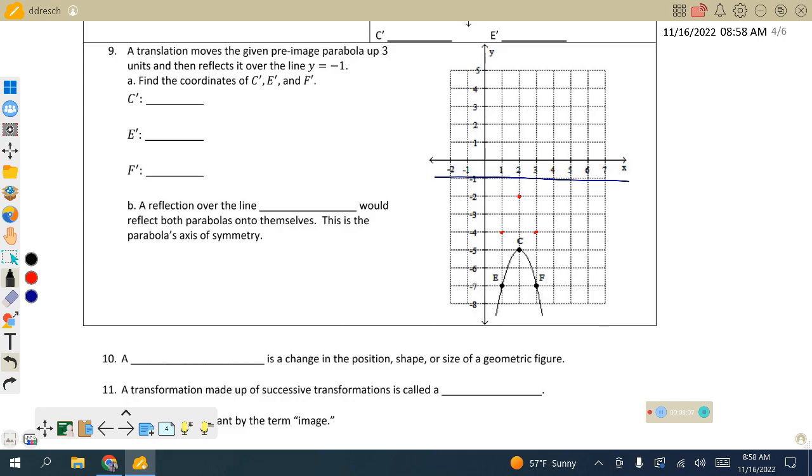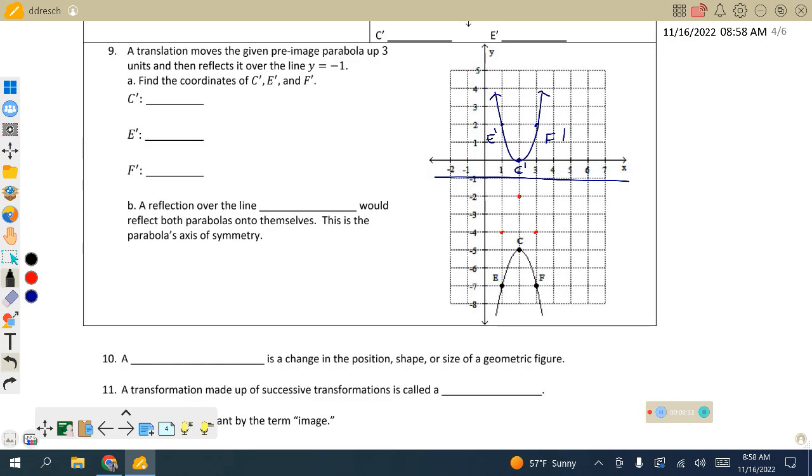So we've got C moved up to right here. This is 1 unit away, so 1 unit away. And then 1, 2, 3, 1, 2, 3. That's F prime, and then E prime is on the other side. So I'm looking for that parabola right there. Then, as it does state, find the coordinates of that.